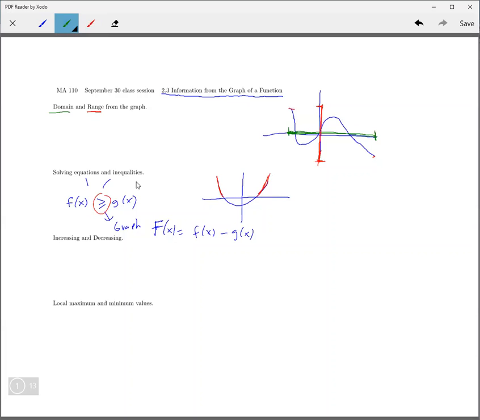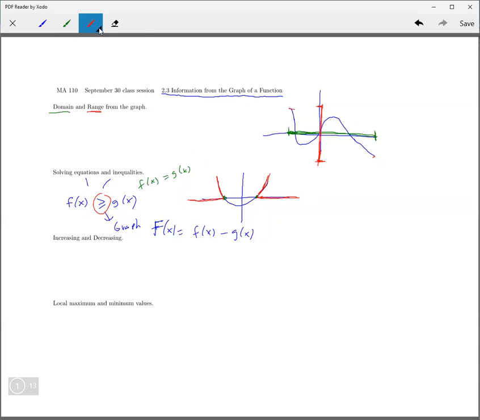Okay, if this was instead f of x equals g of x, then the solution would be these two points. Now, I'm about to clarify something. What I mean by this is it's not this part, but actually it would be these values here. So from negative infinity up to here, and then this would be from this point to positive infinity.